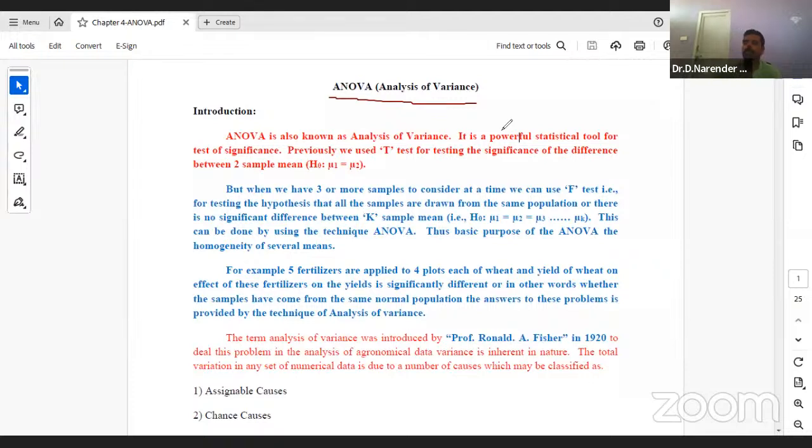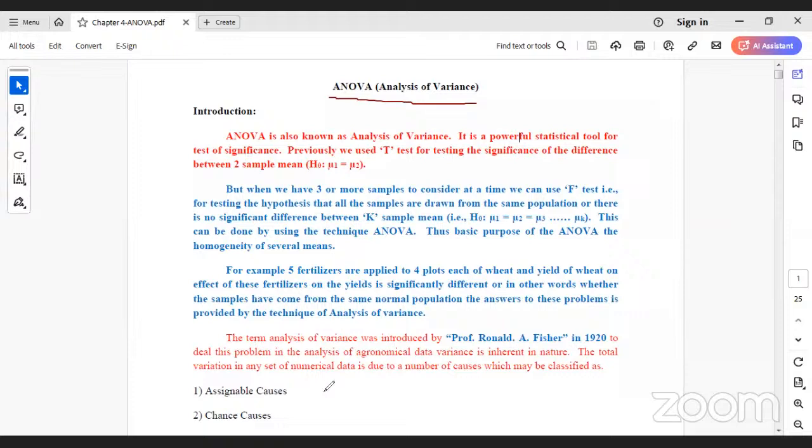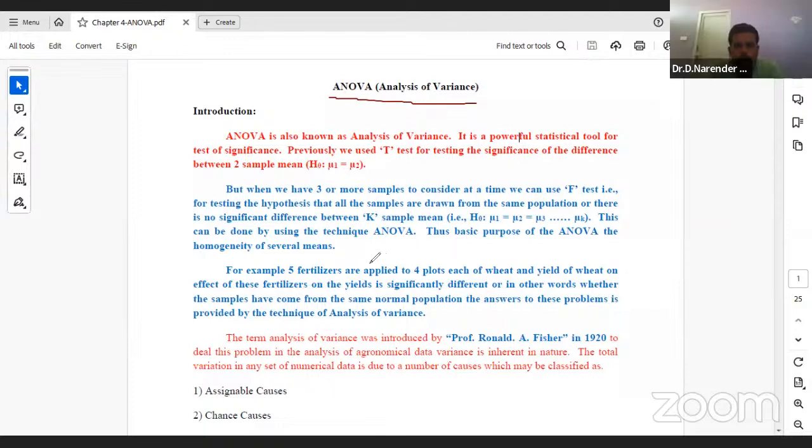So here, the variables, the sample values we draw, should belong to only one family group. All the variables should belong to one area only. Then it is very easy to solve the ANOVA, one-way or two-way classification. This can be done by using the technique ANOVA. Thus, the basic purpose of ANOVA is the homogeneity of several means. Homogeneity means all the samples belong to only one group.